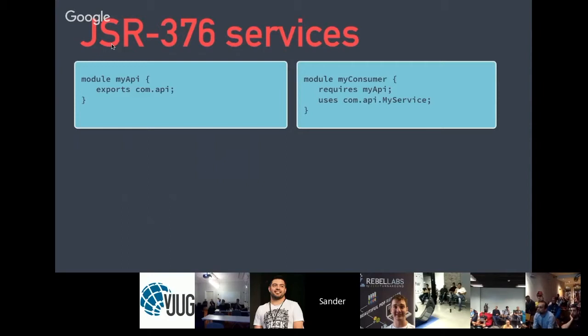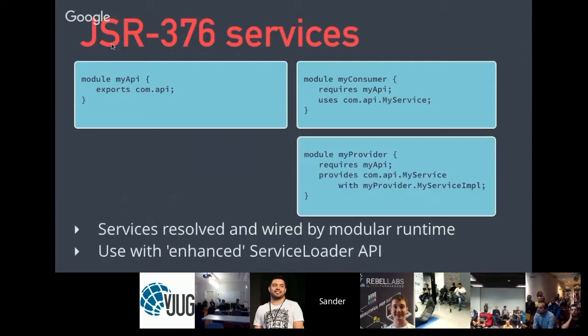Then the question, of course, is, okay, if I have a consumer, then where's my provider coming from? Of course, from another module, or maybe multiple other modules. That's all possible. And this module, MyProvider, also needs to require the MyAPI because it needs to implement the interface, so it needs to read the interface type. But additionally, it also provides something of type com.api.MyService, which was our public interface, with com.provider.MyServiceImpl. And this MyServiceImpl class is a class that is not exported from the MyProvider, as you can see. So it's encapsulated, it's not accessible by MyConsumer or any other module.